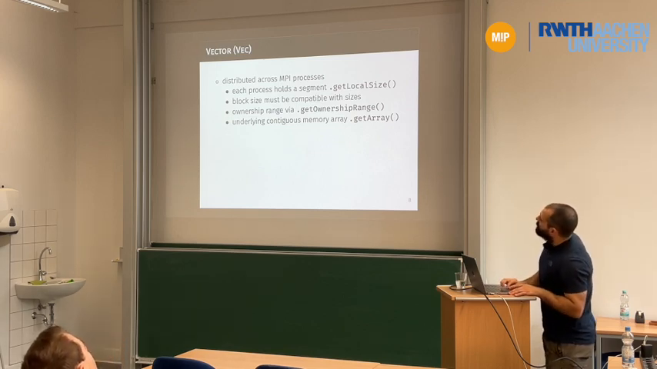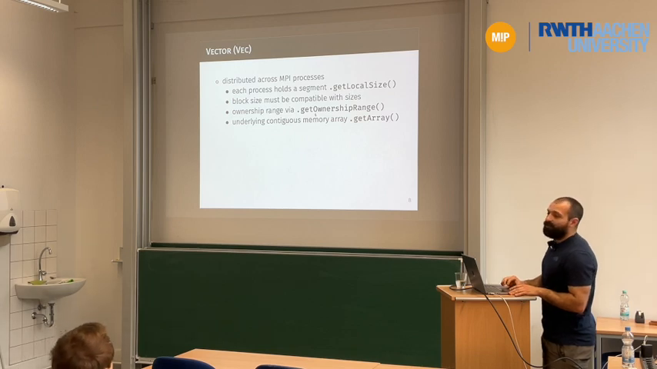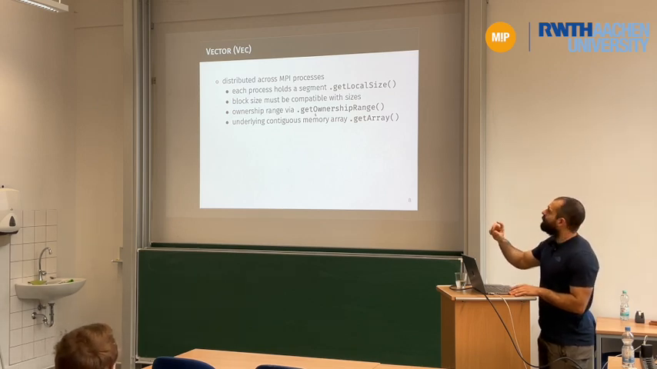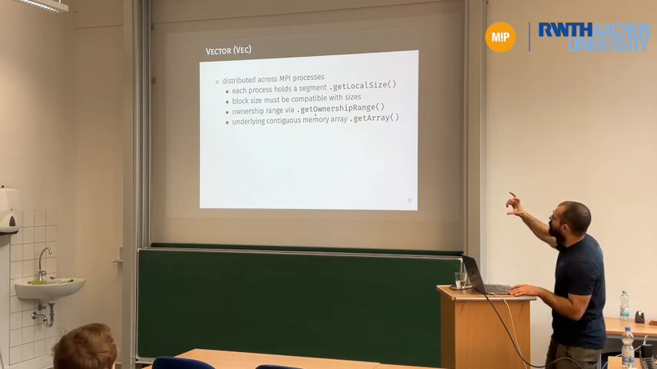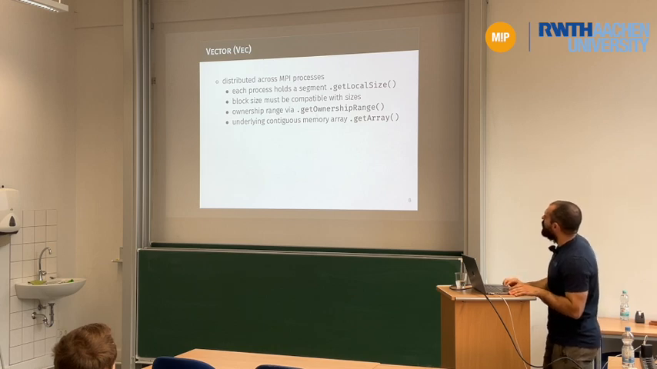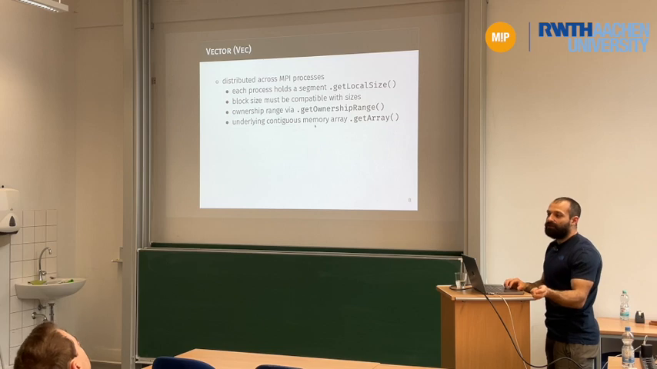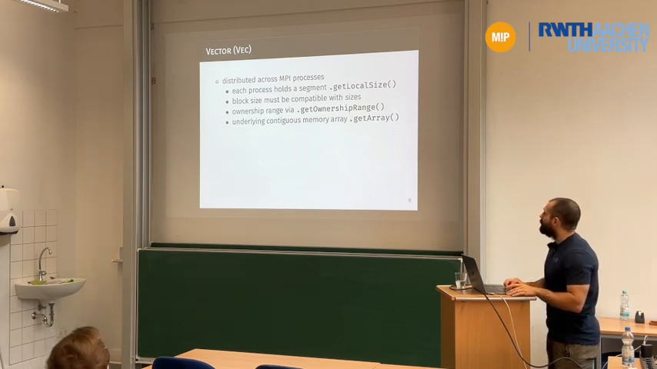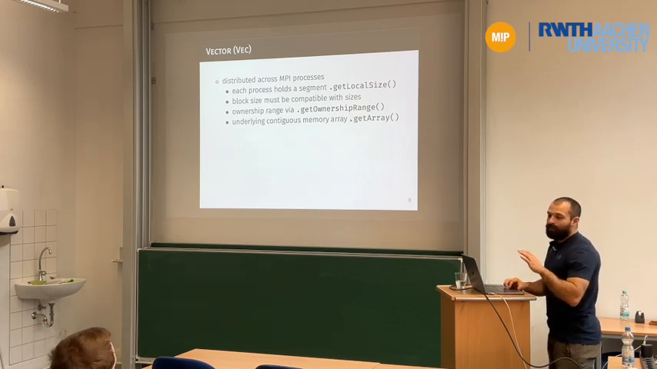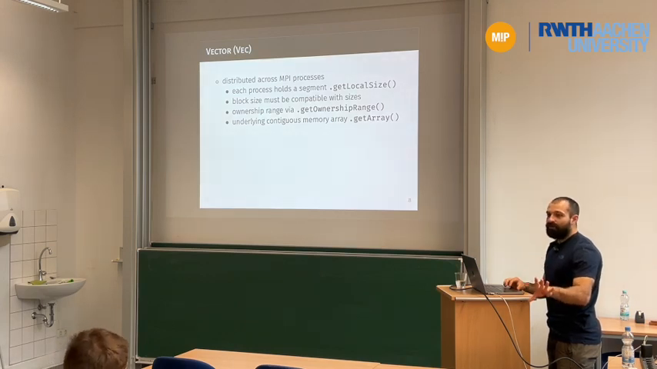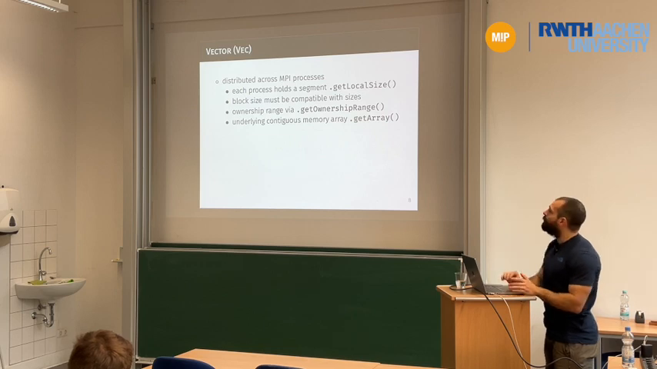So you can have access to the ownership range, so basically the beginning and the end of the contiguous chunk of rows, using getOwnershipRange. And if you want to have access to the raw memory behind the vector, you can do getArray. Again, the memory layout behind a vector is very straightforward. It's just a standard C array, a contiguous array of size getLocalSize.